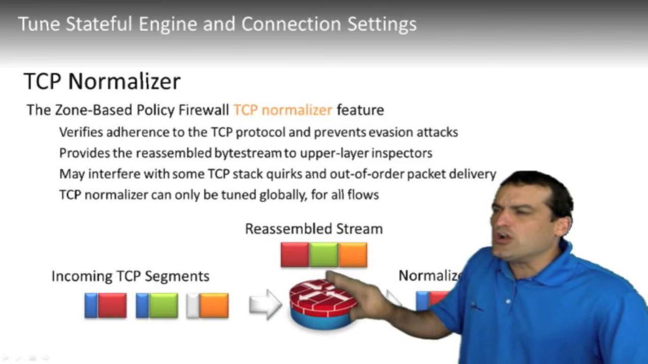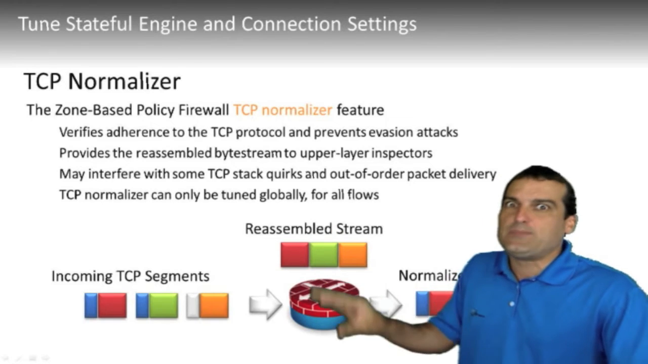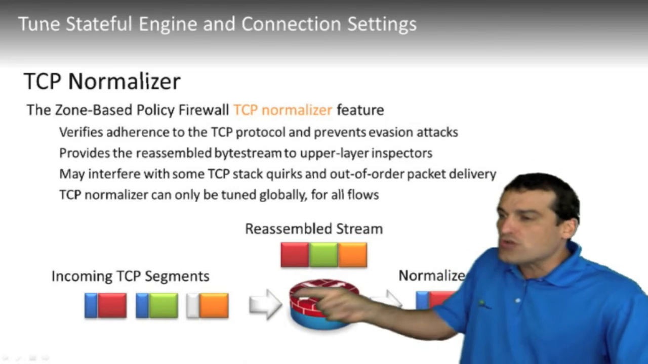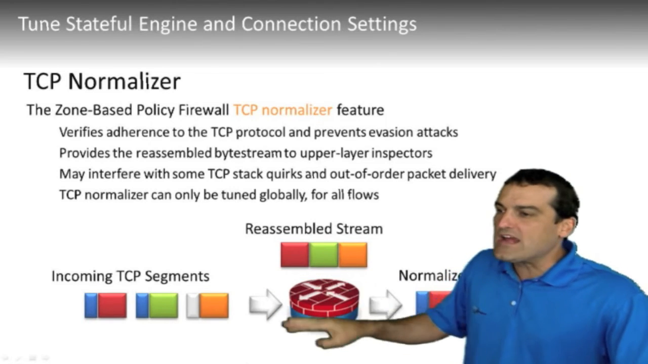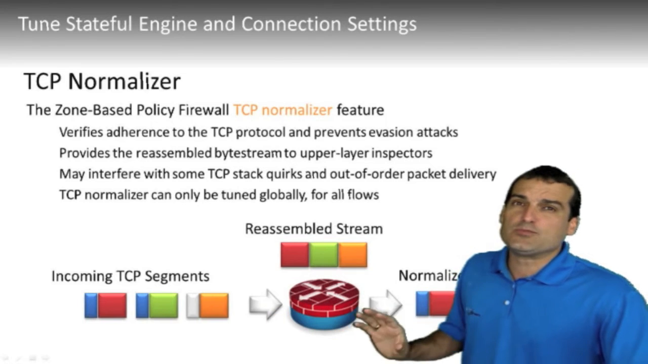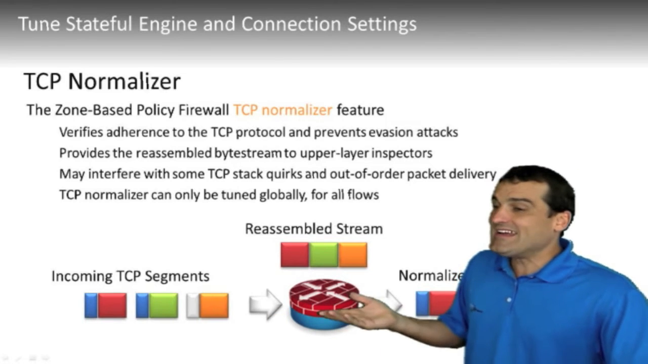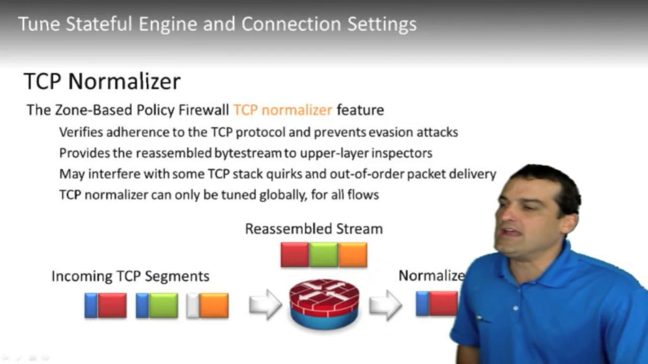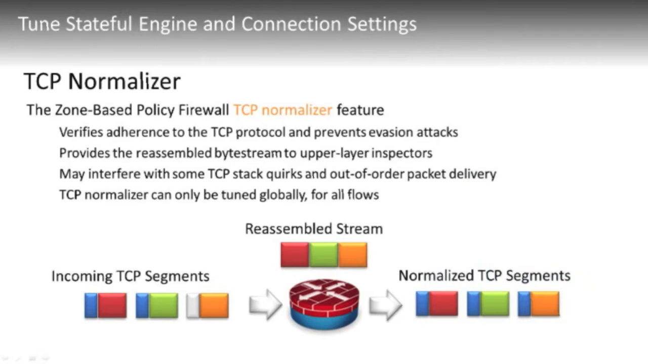If I'm inspecting HTTP applications with the zone-based firewall, I know what you'll do. You'll try and evade me by breaking up that attack over multiple TCP segments. And again, the zone-based firewall says, nice try. I can normalize the TCP traffic and make sure that these attacks are not coming into our network. Well, again, as we're about to see, we can tune this normalizer behavior.